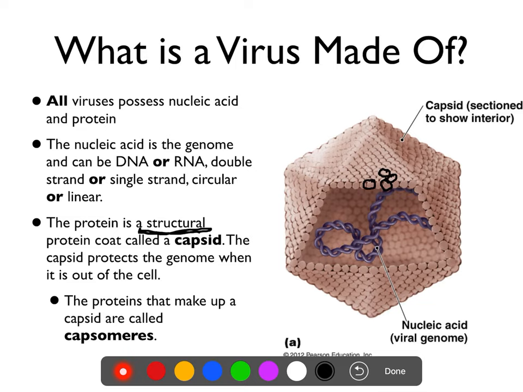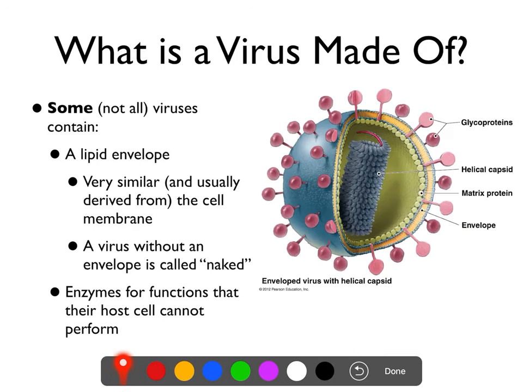And this is something that all true viruses have. And it's structural. These proteins are not enzymes, typically. Capsomeres are what forms the outside of the virus, because viruses are not necessarily membrane-bound structures. Cool. So those are the two things all viruses are going to have.